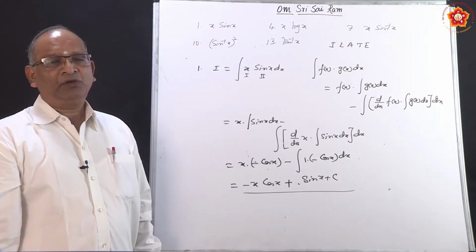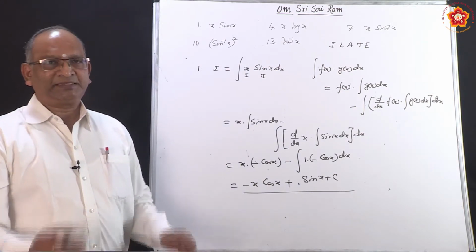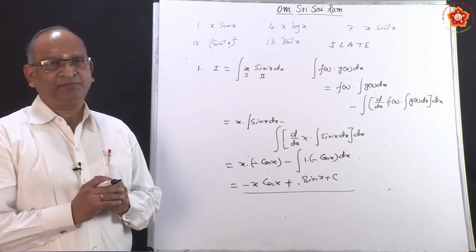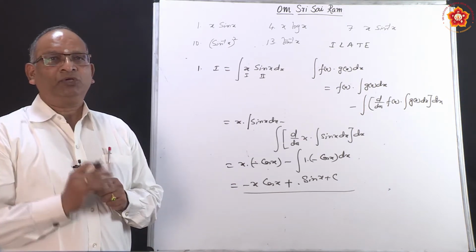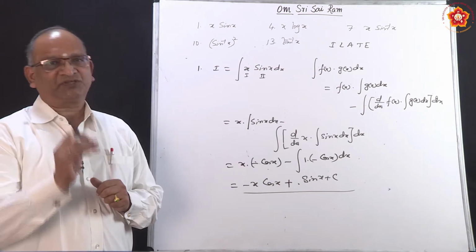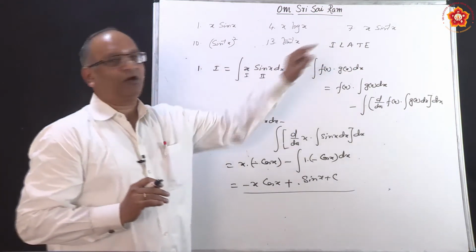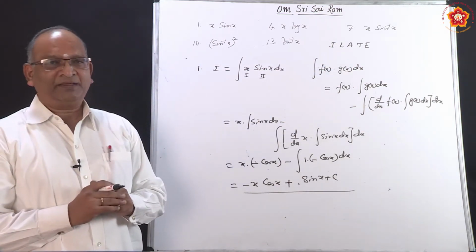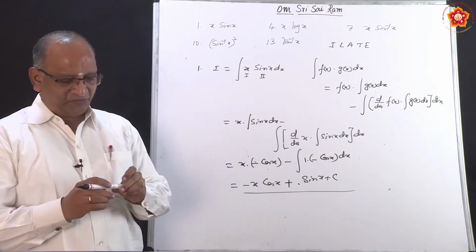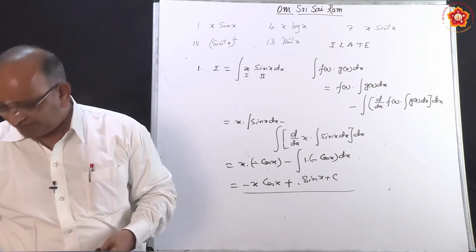And this is how we solve these problems. Simply apply the formula, but before you apply the formula, choose the first function by following that I-late formula. Okay? And you will be able to do the problems without much difficulty. Let us take up the next problem.